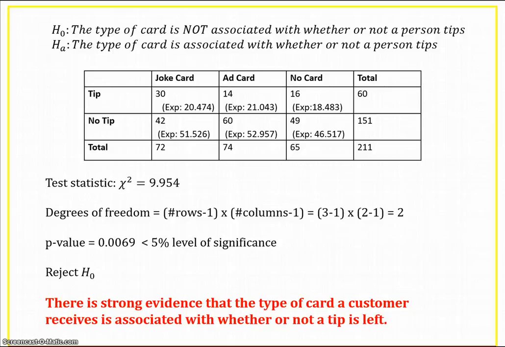Now, that kind of conclusion isn't particularly useful unless we know which type of card makes people more likely to tip. In order to answer that question, we can look back at the original data. If we do that, we'll see that the proportion of people who left tips is highest among those with the joke card, and is clearly lowest among those with the ad card. So, if I were a waiter working at a coffee bar, I'd want to leave a joke card with the customer. Definitely not an ad.